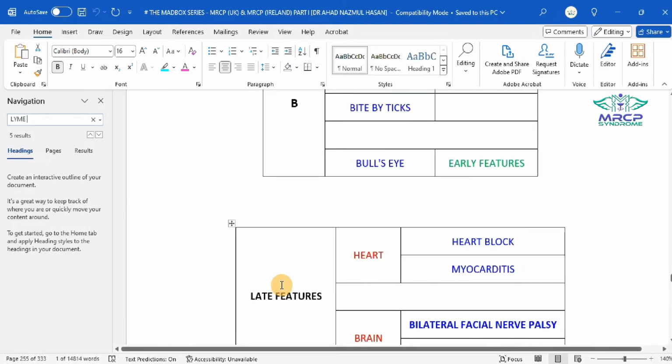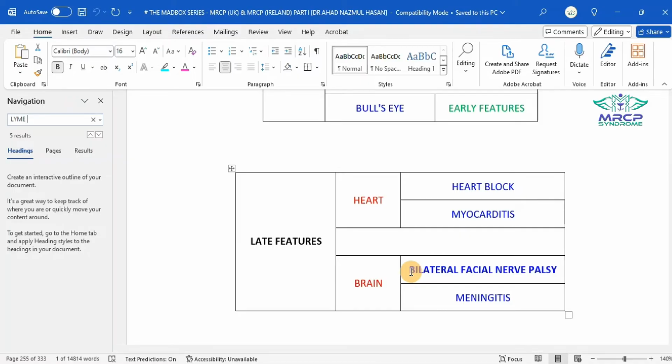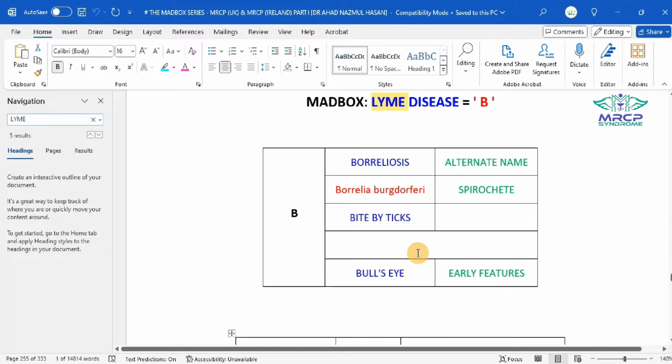And the late features means there would be involvement of heart or involvement of brain. Involvement of heart can be either heart block or myocarditis. And brain involvement would be bilateral facial nerve palsies. So always remember, it would be bilateral, not unilateral. The advanced stages of Lyme disease will come up with bilateral facial nerve palsy, or there may be features of meningitis. And bullseye is the early feature.